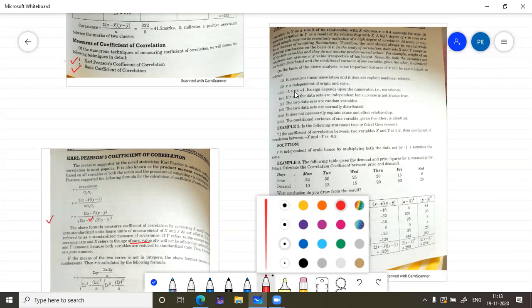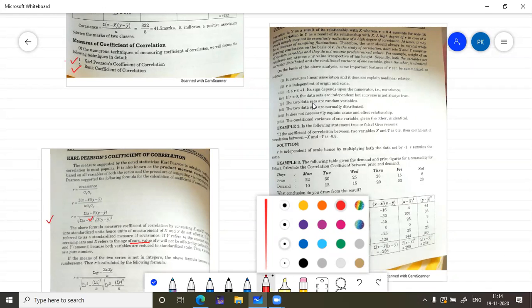The value of correlation lies between +1 and -1. I have already told you that if it is -1, we call it perfect negative correlation, and if it is +1, then perfect positive correlation. If r is equal to 0, then the data are independent of each other, but the converse is not true.